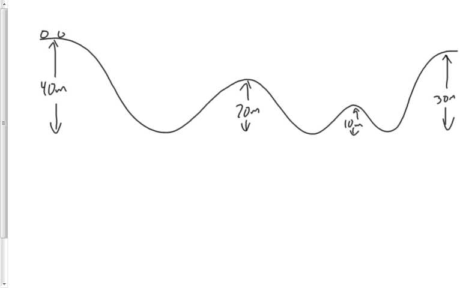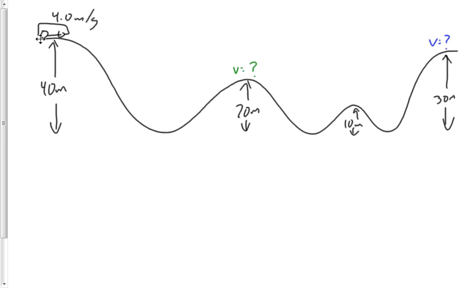Let's say the height of this is 40 meters. Let's say the height of this is 20 meters. 10 meters. And 30 meters. Let's say the roller coaster car at the beginning of this is moving at 4.0 meters per second. The question now is, how fast is it moving here? Well, we could do it in a million different places, right? Let's do it over here. How fast is it moving here? How fast is it moving when it's down to 20 meters? How fast is it moving when it's gone back up to 30 meters?